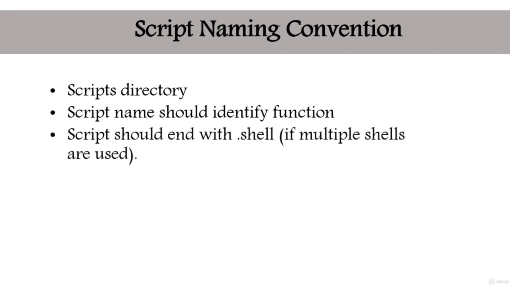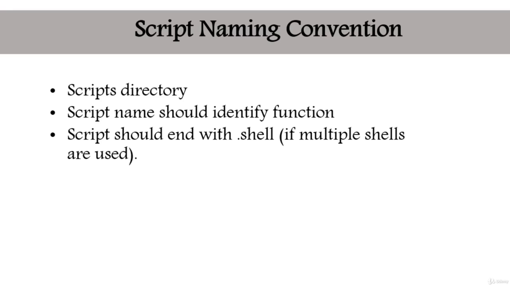And the script should end with the shell. So if you are using bash shell, then I would say write the name of the script followed by dot bash. Now, this rule I usually follow when I am creating multiple shell scripts. Meaning, if you are creating shell scripts in Korn shell, C shell, Perl, or Bash, then you need to have the extension at the end, which is .sh, .ksh for Korn shell. So these are the three basic standards that you should have.